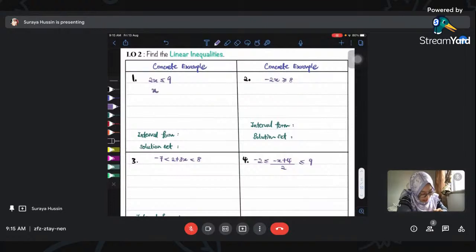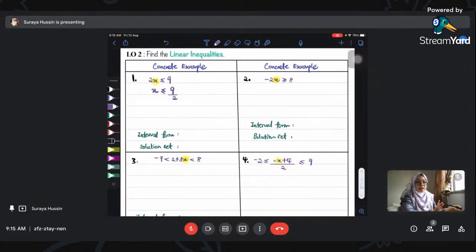Whatever unknown you have here, you are aiming to get x. Sometimes it can use the letter P or T, depending on the question. So now we have x. x is less than 9/2. How do I know so quickly?